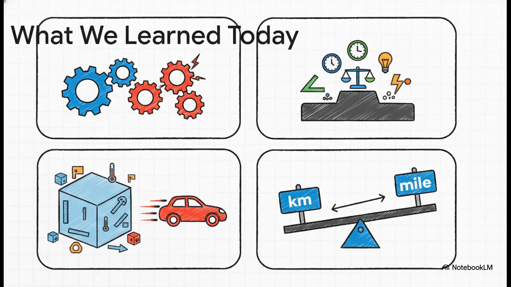So let's do a quick recap. We saw why standard units are the bedrock of good science. We talked about those 7 fundamental SI base units, and we saw how we can combine them to create derived units for things like area and speed. And finally, we learned how to use conversion factors to translate between different units, like a pro.